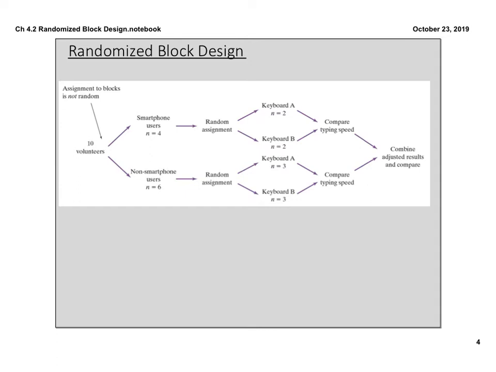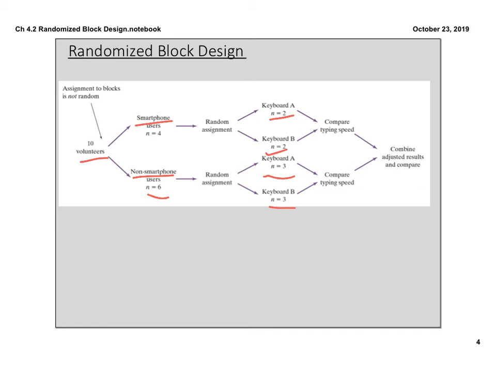They took their 10 volunteers and they split them into smartphone users and non-smartphone users. So within the smartphone user group, there were only 4. They randomly assigned 2 to each keyboard. With the non-smartphone users, there were 6, and they randomly assigned those subjects to keyboard A and keyboard B. But you get it, because they need to see the difference between people who are used to typing on a smartphone or who may not be used to typing on a smartphone.